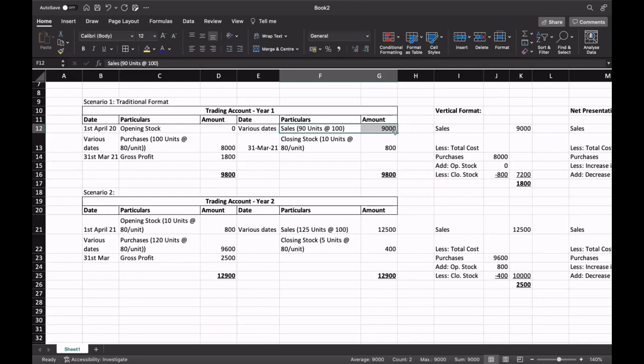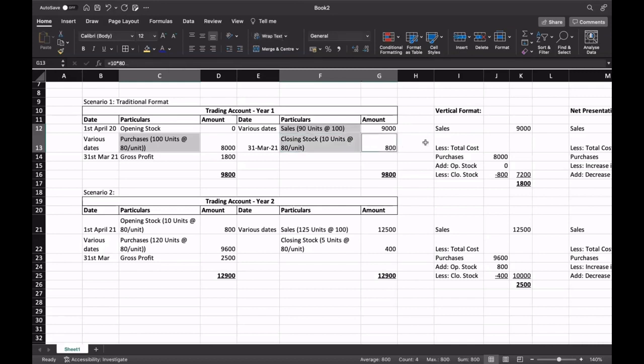But how can that be presented? It can be presented by capturing the closing stock. And when you put that closing stock in this traditional format, you will land on the fair profit. How? You have purchased 100 units and you have sold 90 units. It means there is a closing stock of 10 units. And it is valued at 80 per unit. So closing stock of 10 into 80, 800.